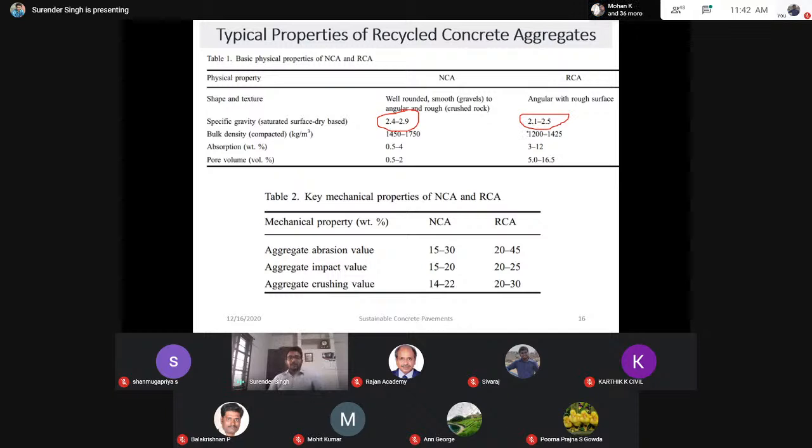In fact, in some of the cases, what I have seen, it is less than 2 also, especially the final fraction. The water absorption should be less than 2%. In recycled aggregate, it could be 12% also. About the other values, abrasion value, impact value, crushing value, it will be having higher values, which is not considered to be good.